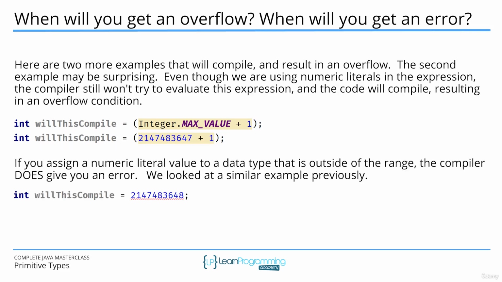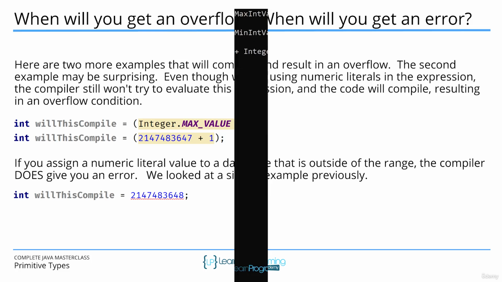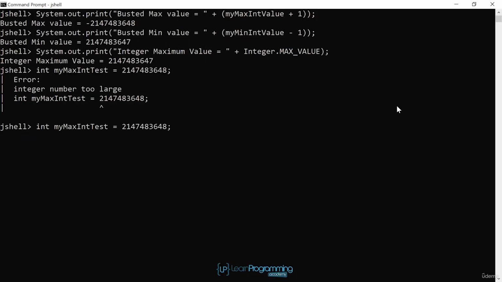If you assign a numeric literal value to a data type that is outside of the range, the compiler does give you an error. We looked at a similar example previously. This might seem like a confusing difference right now, but don't worry, we'll be talking about equation results more in the operator section of the course, and how these expressions are a bit different than literal expressions. Let's just correct that last statement now by changing the last digit back to a 7. And this time, we don't get an error. So any number literal you use, similar to what we've shown in the code sample so far, is assumed to be of type int by Java. There are ways to tell Java otherwise using a character at the end, which we'll get to in the next video.